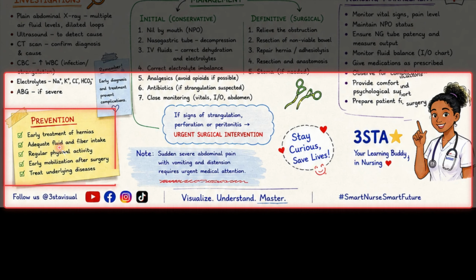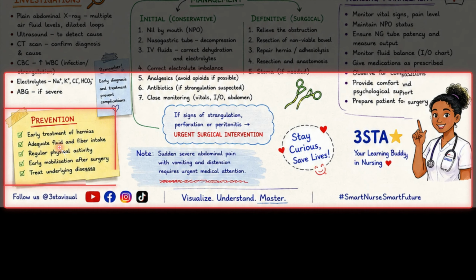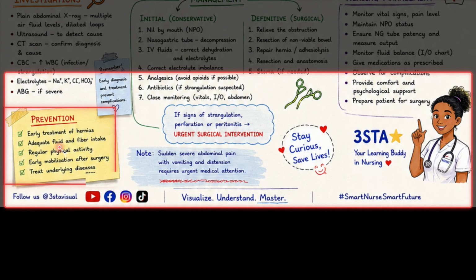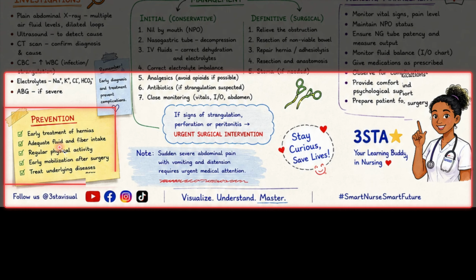Always keep this vital rule in mind: any patient presenting with sudden, severe abdominal pain, bilious vomiting, and marked abdominal distension requires immediate emergency clinical evaluation. Rapid recognition, prompt gastric decompression, and timely surgical consultation save lives.